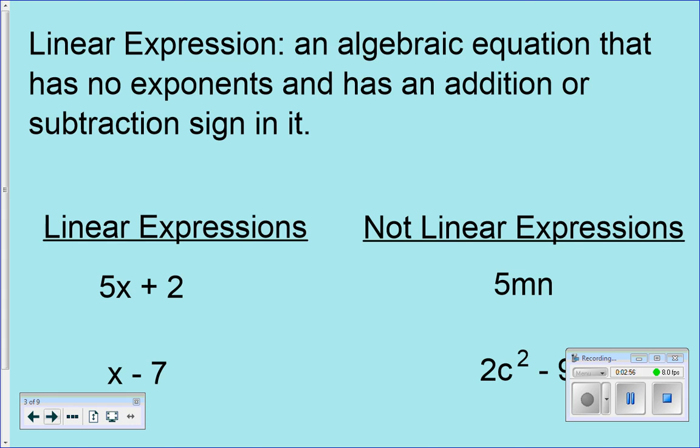And I think I'm going to add in here, and it can have an addition or subtraction sign in it. It doesn't always have to, but it can have an addition or subtraction sign in it. Sorry if you already wrote that, but that to me just didn't sound right. So I had to look back at the book.